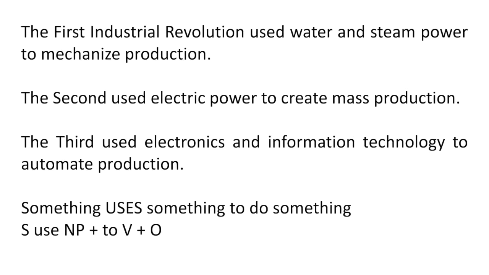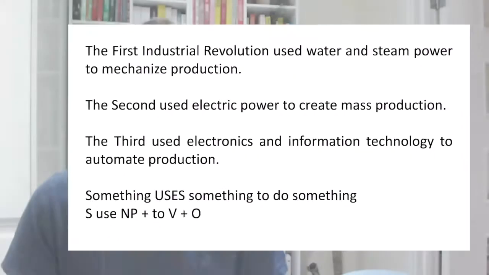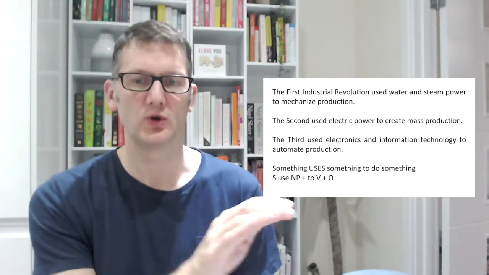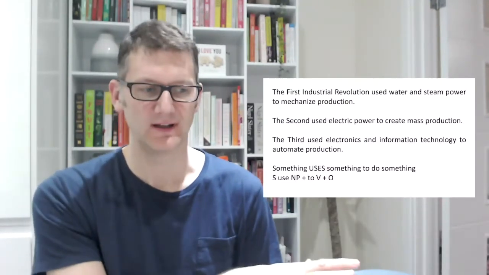The first industrial revolution used water and steam power to mechanise production. The second used electric power to create mass production. The third used electronics and information technology to automate production. Okay, so there's a pattern here. Something uses something to do something.